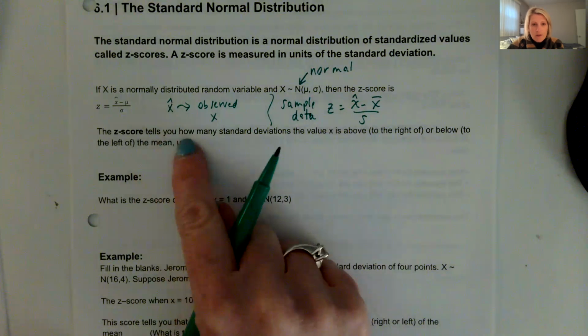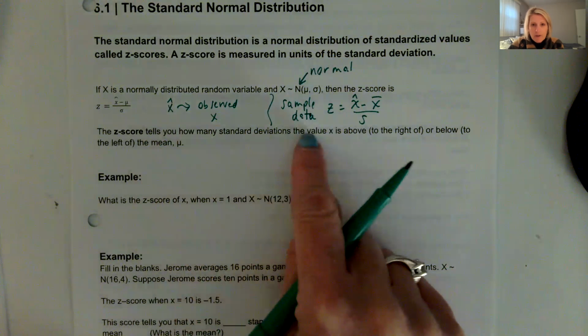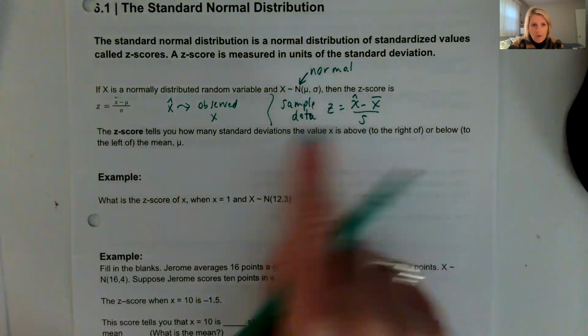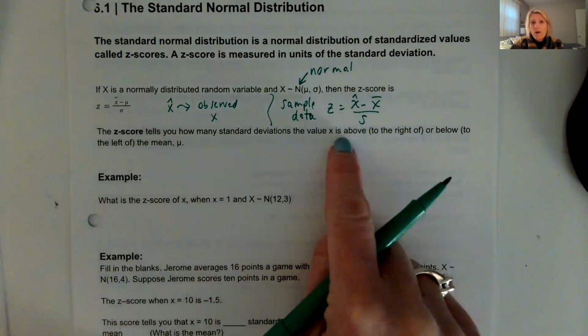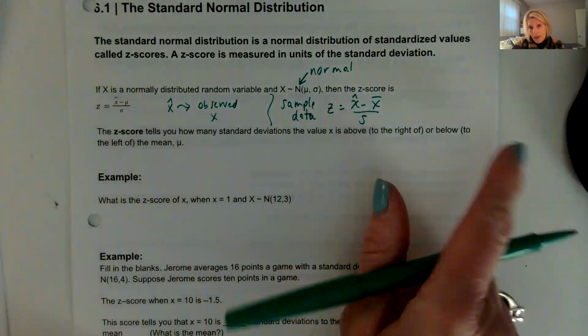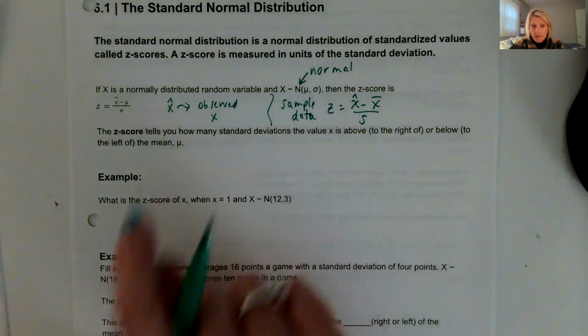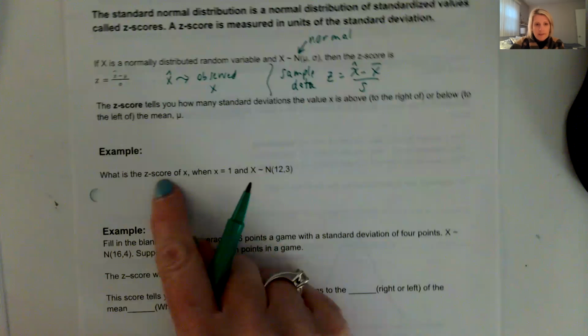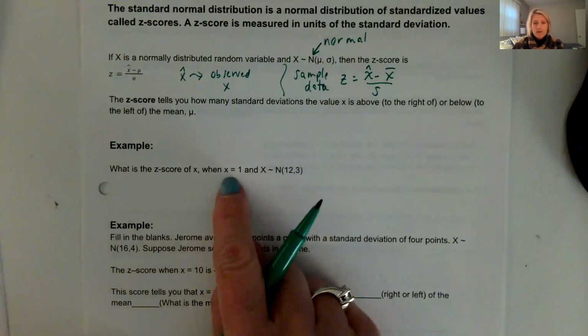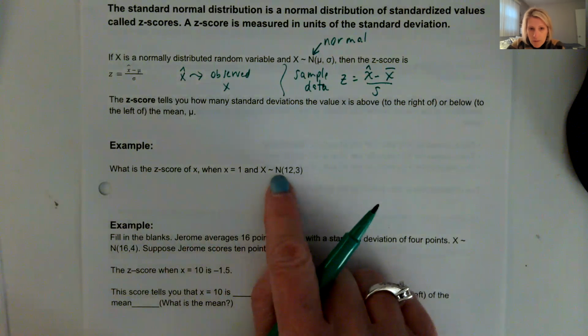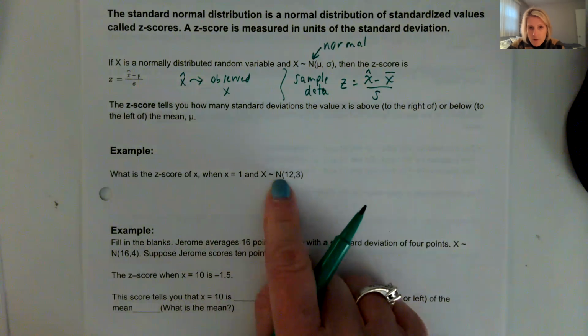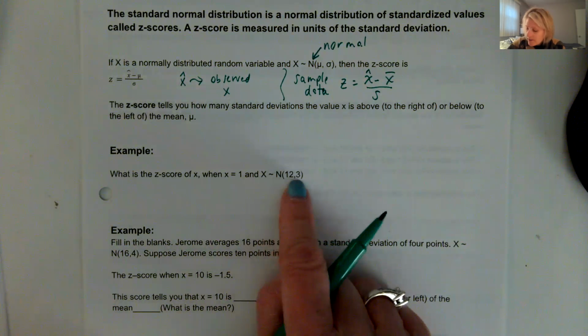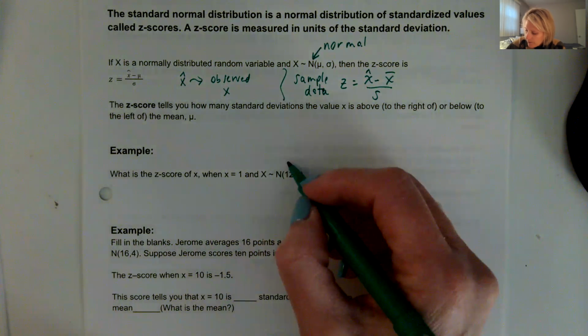So the Z-score tells you how many standard deviations the value X is above or below the mean. Above the mean would be to the right of the mean, and below the mean would be to the left of the mean. So it says, what is the Z-score of X when X equals 1, and X is defined as a normal distribution with mean 12 and standard deviation of 3.